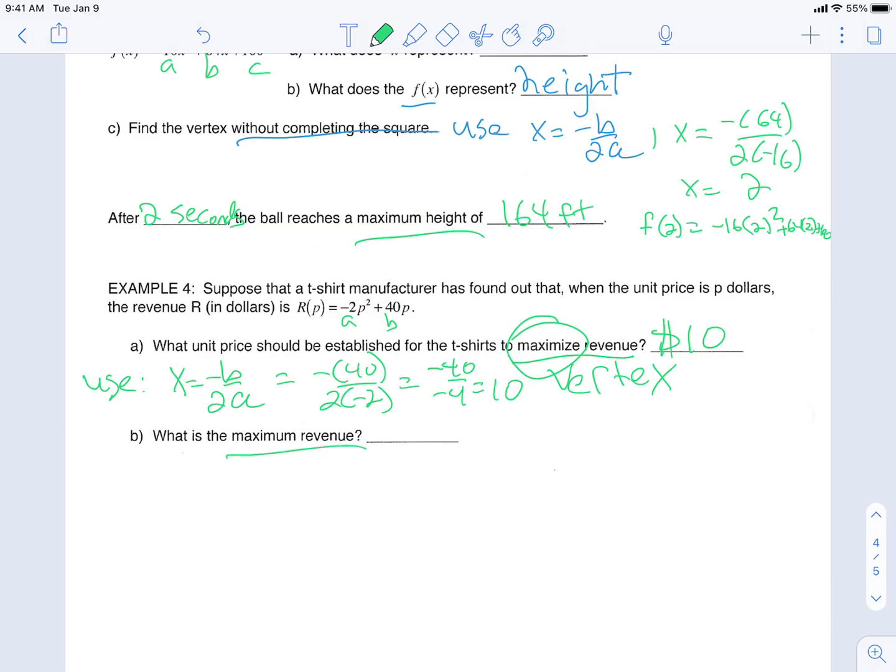And what is the maximum revenue? All I do is I substitute it back in. So that's revenue based on a price of $10. R of 10 is equal to negative 2 times 10 squared plus 40 times 10. Put it all in your calculator and you get $200.